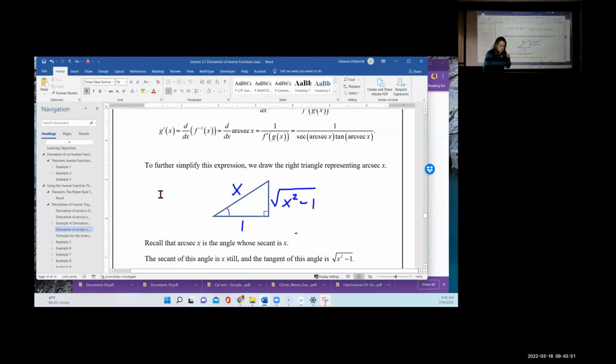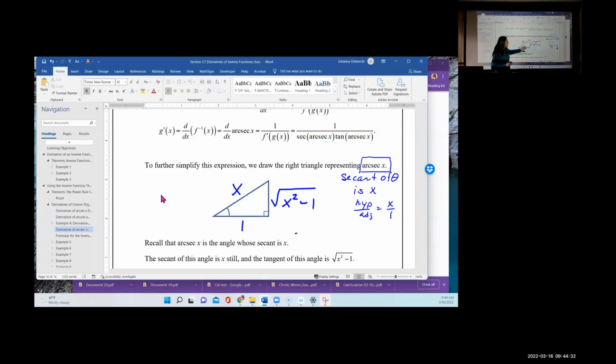When we draw our triangle, we're looking for something to represent the arcsecant of x. So this is what this triangle is to represent. So the secant of this angle is x. The secant of theta is x. And secant is hypotenuse over adjacent, which is equal to x over 1. So that tells us the hypotenuse is x and the adjacent is 1. So this is your trigonometry coming into play here. This means that the opposite side is unknown.